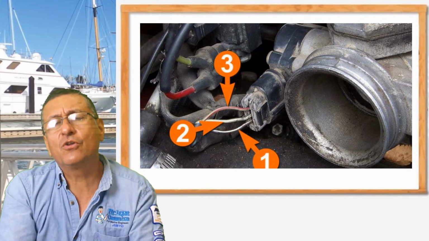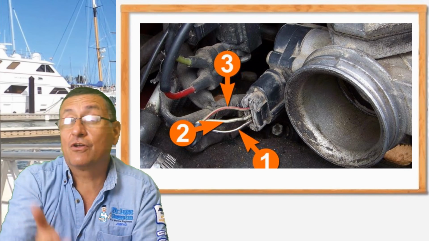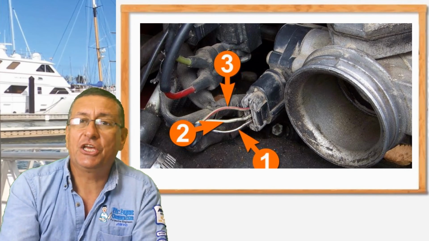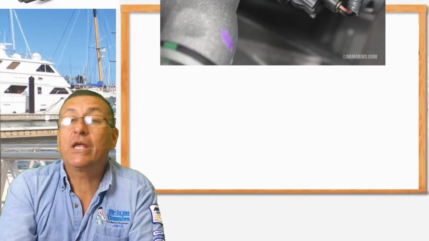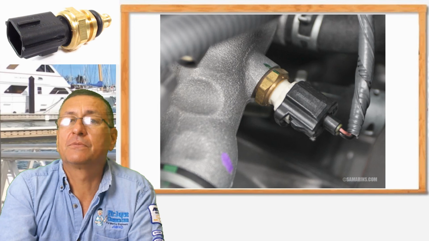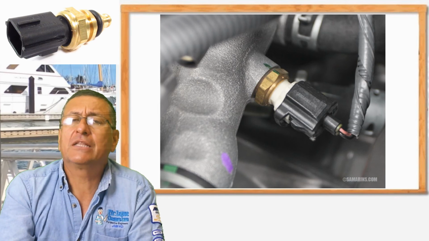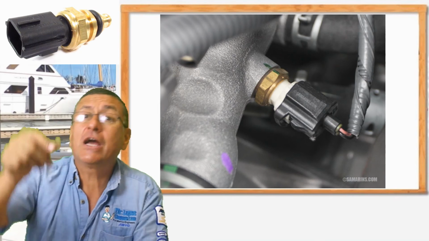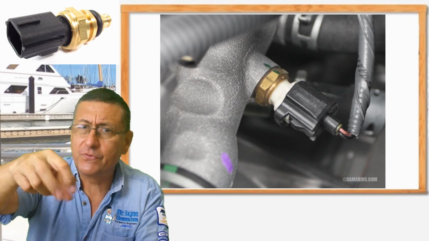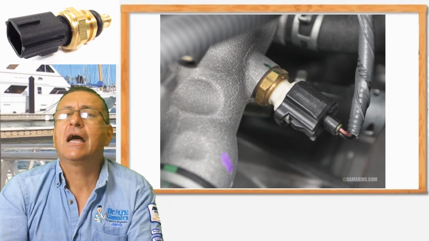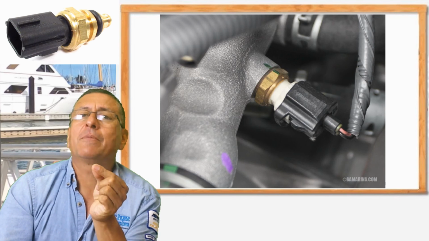We can play with other sensors. There are a lot of sensors in the harness of your engine. But for example, we are going to check the coolant temperature sensor. We can play with the coolant temperature sensor easily. You can remove the coolant temperature sensor from the thermostat housing, and check the terminals.